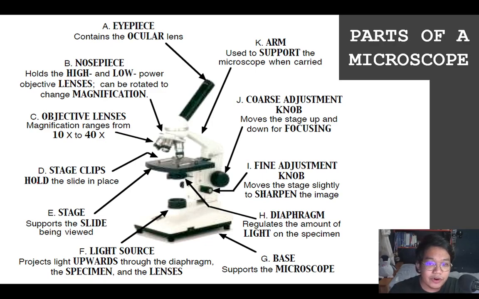So, as part of your review, these are the parts and the functions of each in the microscope. So, ito yung parts niya from A to K. Alright? So, you just have to be familiar with this. So, basically, review lang ito from your high school, di ba?